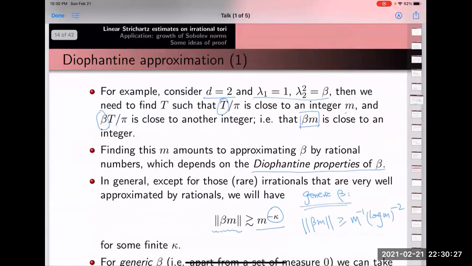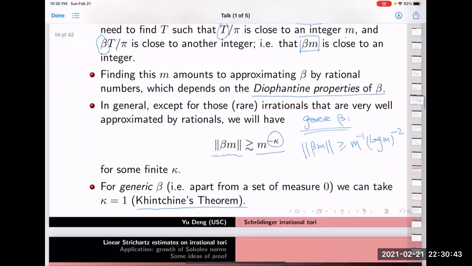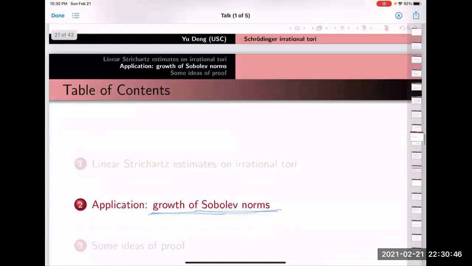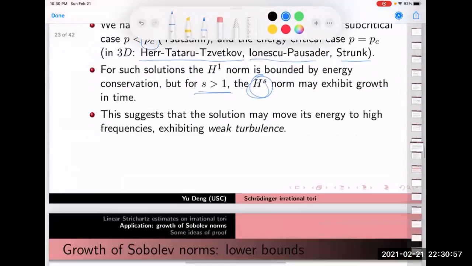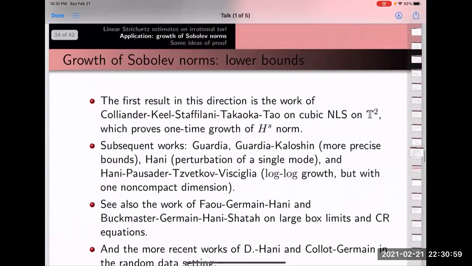Okay, and this in physics is roughly described by the term wave turbulence. This is a very vague word, but in some settings it is described, very weakly, as this growth of Sobolev norms. Okay, so this is the question. Suppose we have a solution that is in H1. What can we say about the H^s norm of the solution for s bigger than 1?